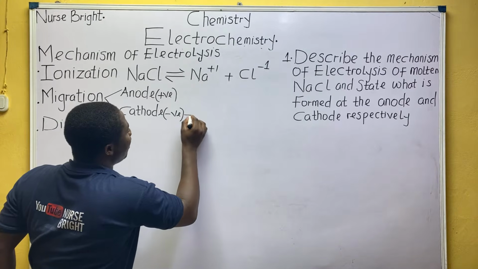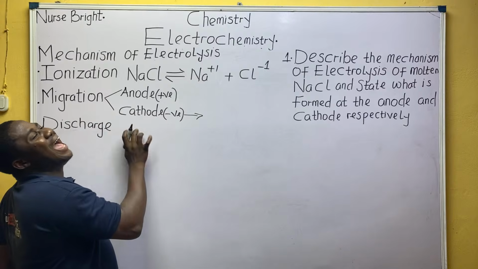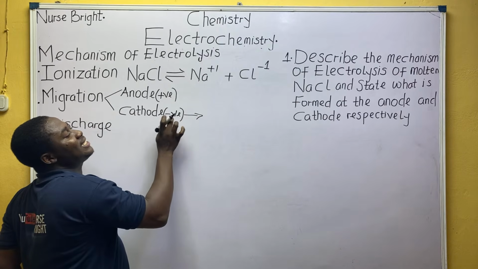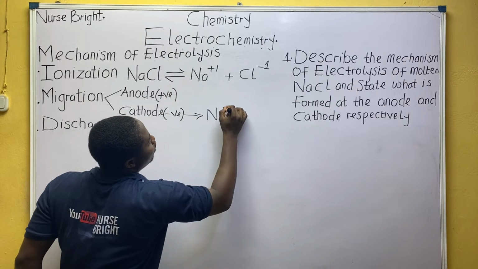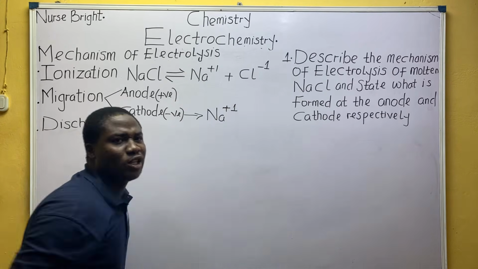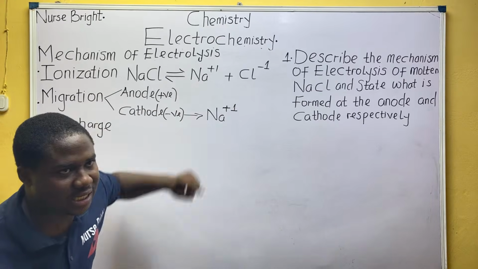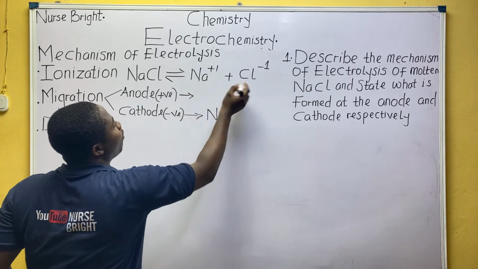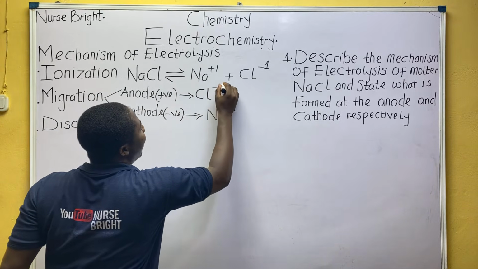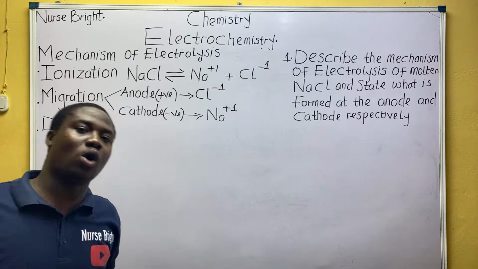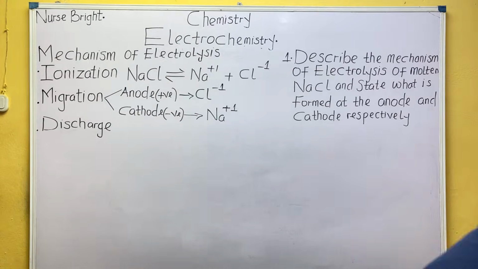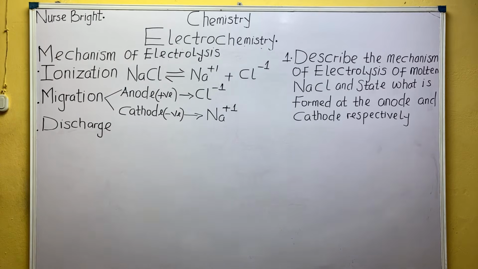So in this case, which ion will migrate to the cathode? The cathode is negative, so the sodium ion will come, because sodium ion is positive. What about the anode? The chloride ion will come, because chloride ion is negative and the anode is positive. Class, do you understand how migration works? You can see how easy it is.